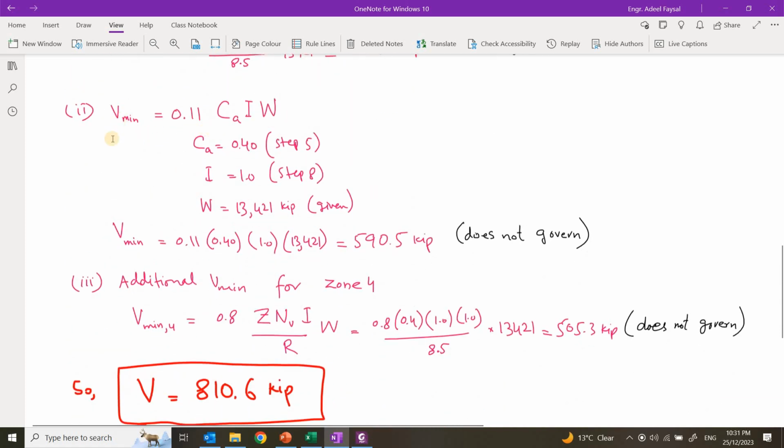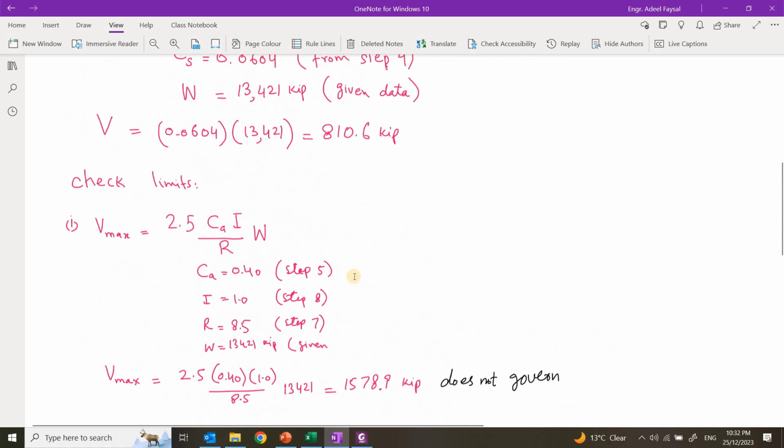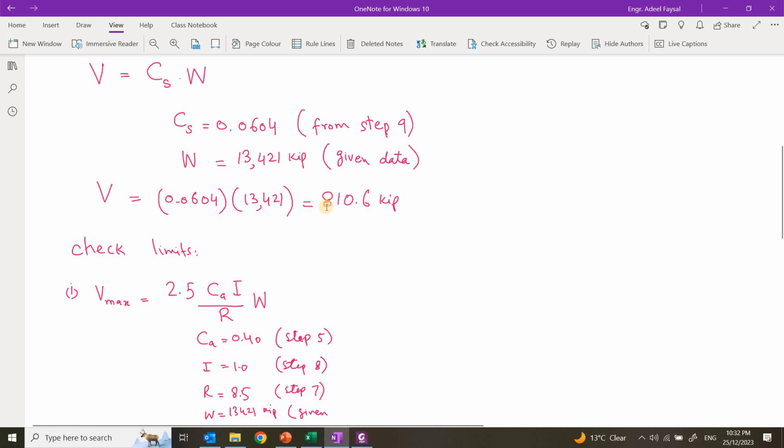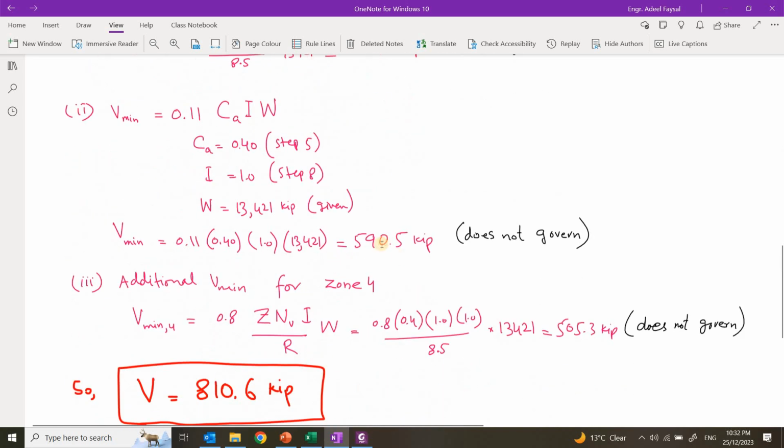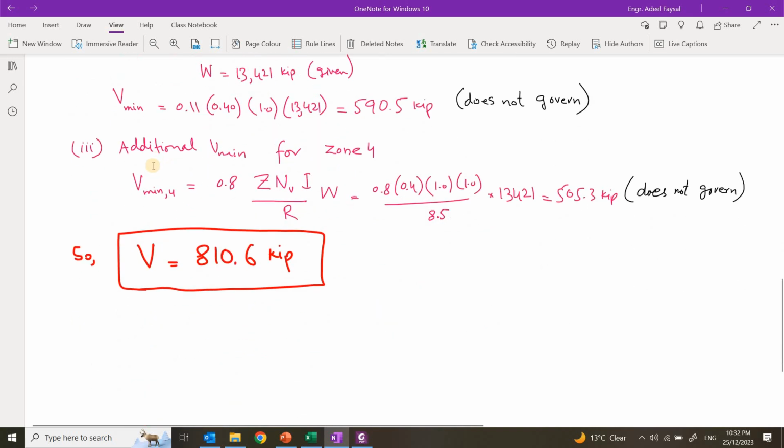Second check is Vmin. Generally Vmin is equal to 0.11 times CAI into W, and these things again come from the previous steps. So Vmin comes out to be 590.4 kip. Again, it does not govern, because what it says is that if your value is too small, lesser than this, then you should take this value. But in this case, it doesn't govern.